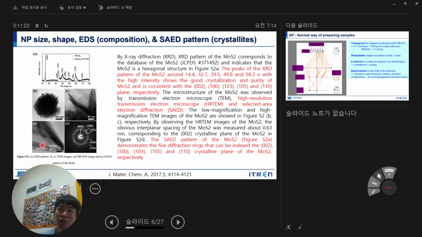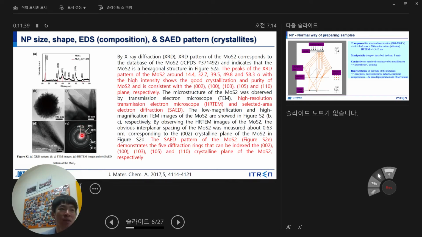And from these images you can also gather the SAED pattern. Each link has its unique plane name, like 002, 100, 103. So you can see all these highly expressed peaks perfectly match this SAED pattern. So there is no argument. XRD and SAED pattern are exactly matching each other. And some people ask me, how do you know this is 002, not 100?